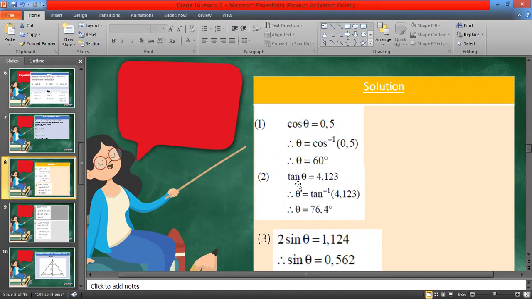Number 2, to find your theta here, what do you do? You simply find your tan inverse. Move your tan over. So your theta will be the tan inverse of 4,123, and that gives you theta equals 76,4 degrees.